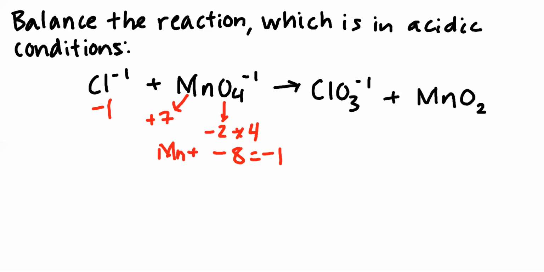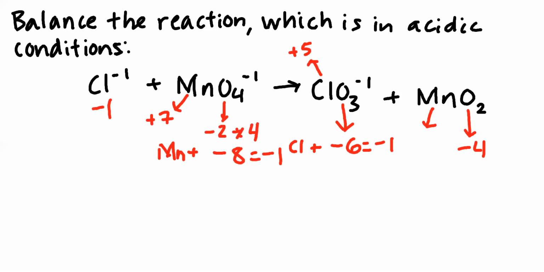Then for our product, starting with chlorate, we have the 3 oxygens all together, that's -6 for the oxidation numbers. Again, that plus the chlorine has to equal the charge. So this chlorine atom is a +5 for its oxidation number. And then the other product, we have 2 oxygens, so that's -4. So this manganese atom has to be a +4.